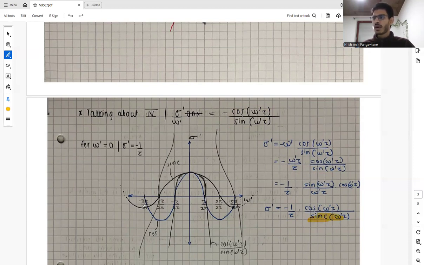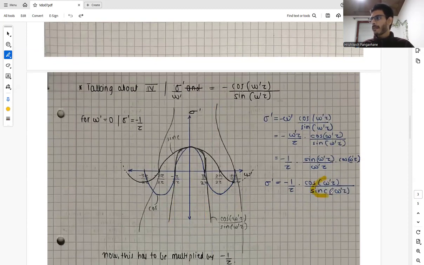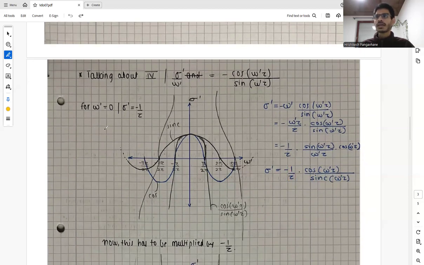Basically, we rewrote the same equation, and we got this contribution in the denominator. When we plot the sinc function like this, and take the ratio of both, this is how our function will look, which will go to minus infinity, cut itself, jump to plus infinity at this point asymptotically, and again start from plus infinity like this. Now we have to scale it with the factor of minus 1 by tau. When omega prime is equal to 0, the value of sigma prime is 1 by tau.